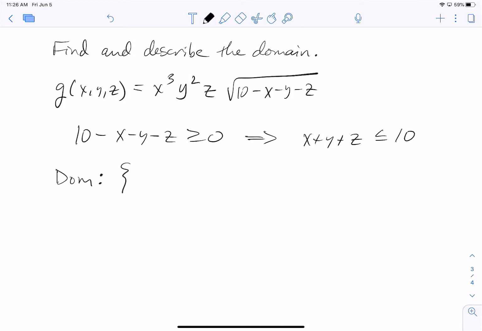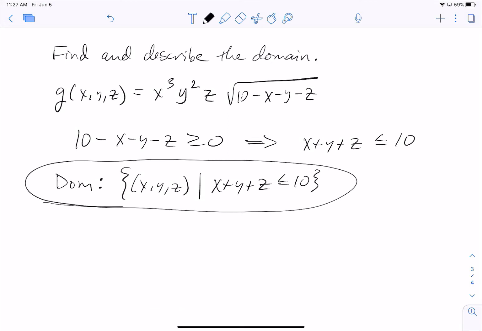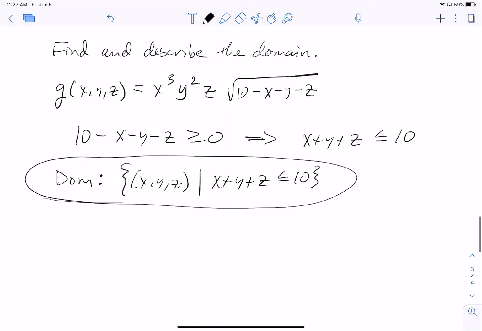Our domain is the set of ordered triples x, y, z such that x plus y plus z is less than or equal to 10. As far as describing it, x plus y plus z equals 10 is a plane. We can represent the portion of the plane in the first octant by considering intercepts. The x, y, and z intercepts all have a value of 10, and so we see this triangular portion of the plane in the first octant.